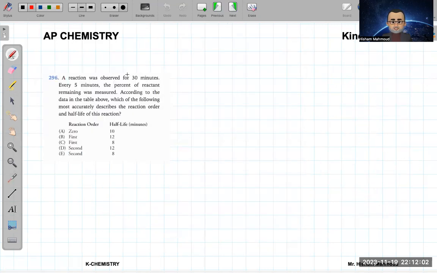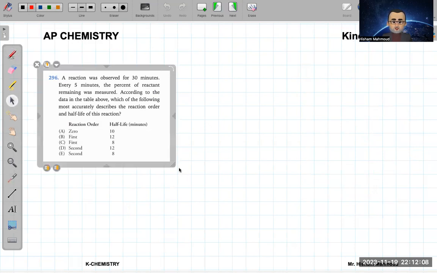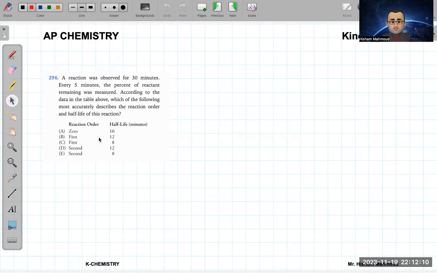A reaction was observed for 30 minutes. Every 5 minutes, the percent of reactant remaining was measured. According to the data in the table above, which of the following most accurately describes the reaction order and half-life? I feel there is something missing from this question.